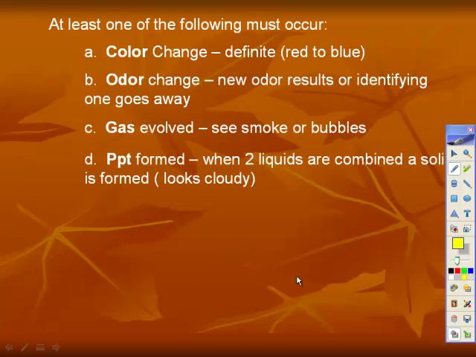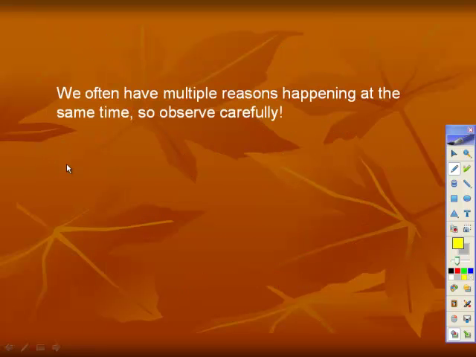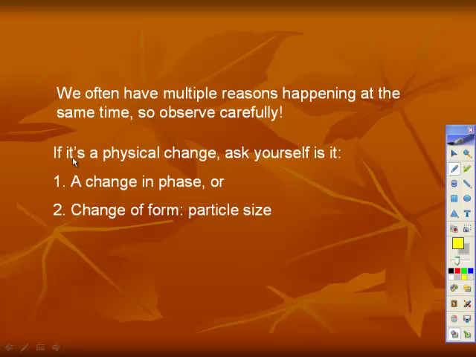Okay, so here we go again. Color change, odor change. If I make a gas where I didn't have one before. Careful with this one. We can't just go from a liquid to a gas. That's a phase change. It just means actually making a new gas where I didn't have a gas before. A precipitate formed when 2 liquids are combined. A solid is formed. It kind of looks cloudy. We've seen a precipitate before. Heat evolved, so you might feel some heat released. Or heat absorbed, you might feel some coldness. And if you see light, like flame or sparks or glowing, like a glow stick, all indicators of a chemical change. And you often have many of these happening at the same time.